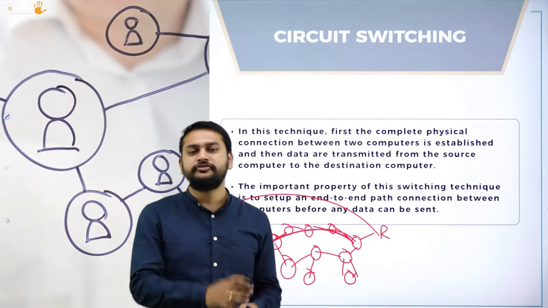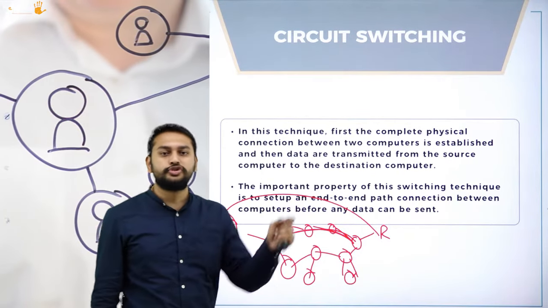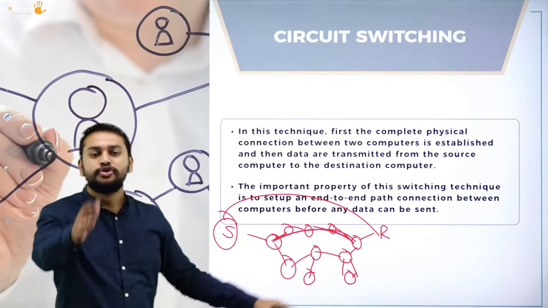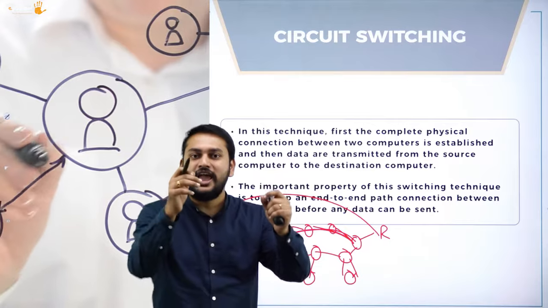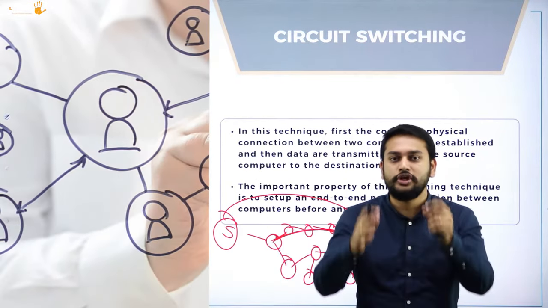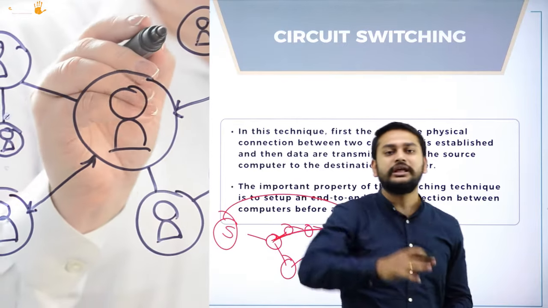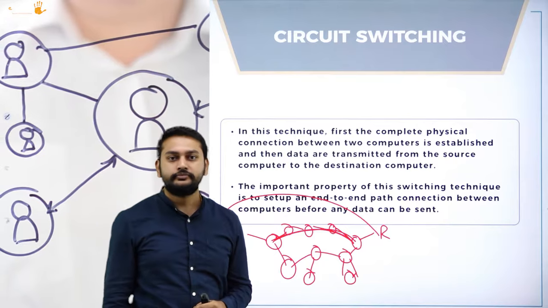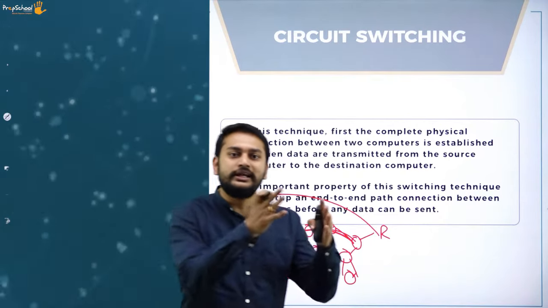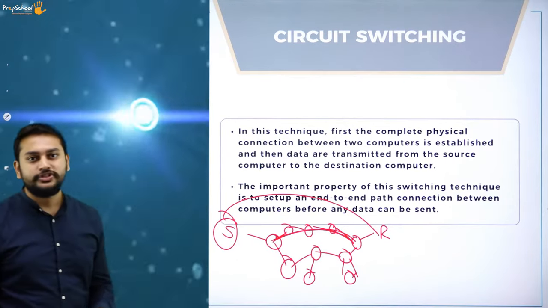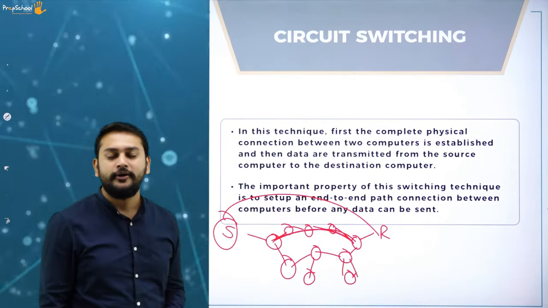What is the use of this virtual path, virtual channel? Whatever data you are transmitting is safe and secure. If you are using circuit switching, your data is reliable. The chances of missing out data are very, very less when it comes to circuit switching, is what you need to remember.